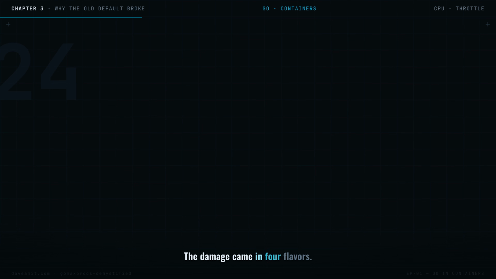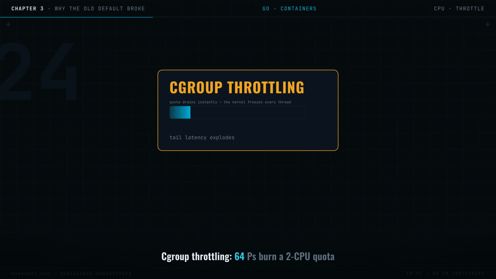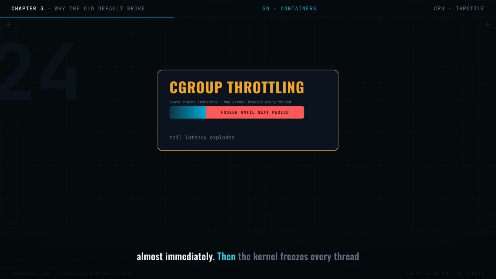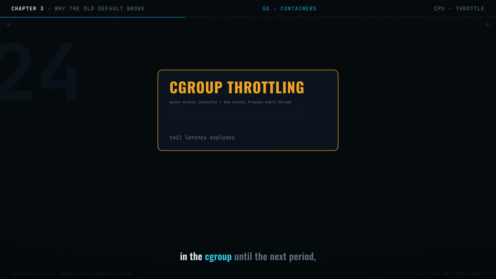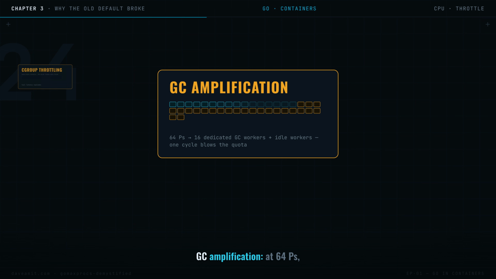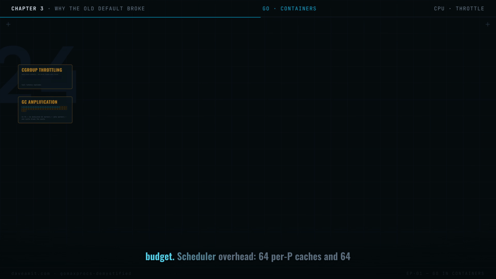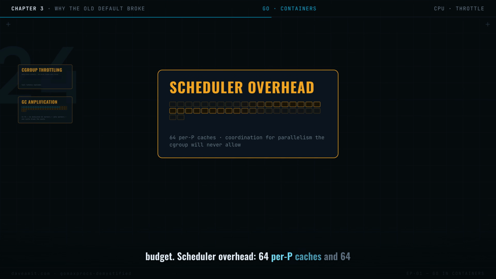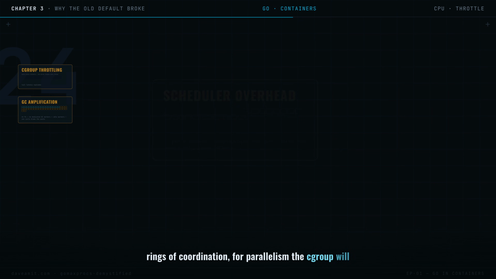The damage came in 4 flavors. Cgroup throttling. 64 Ps burn a 2 CPU quota almost immediately. Then the kernel freezes every thread in the cgroup until the next period, and the tail latency explodes. GC amplification. At 64 Ps, that 25% target means 16 dedicated GC threads, plus idle workers. So a single GC cycle can blow through the quota even when your code is under budget. Scheduler overhead. 64 P caches and 64 Ps of coordination for parallelism the cgroup will never allow.